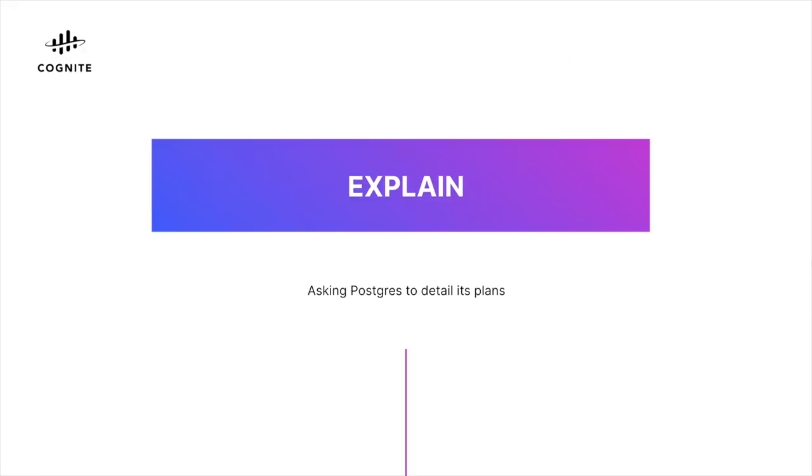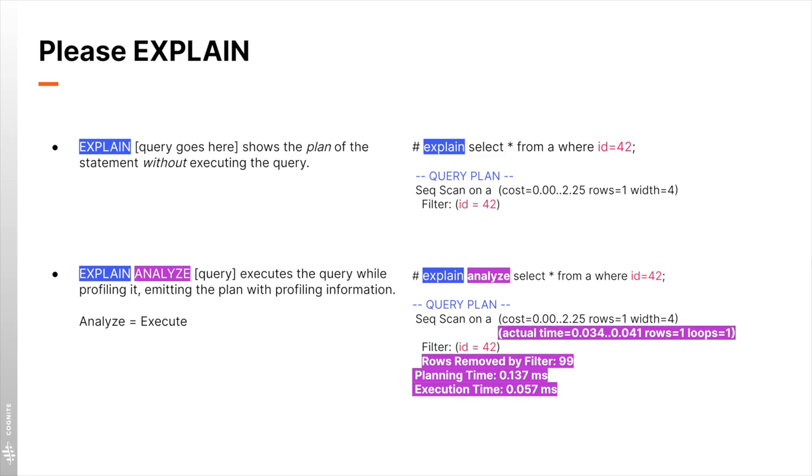Explain is the interface to ask Postgres to show details about exactly how a query will execute or has executed. By prefixing your query with explain, Postgres will show the plan of how it will perform this query without executing it. And if you tack on analyze after explain, Postgres will execute the query while also profiling it and showing the plan with the profiling information.